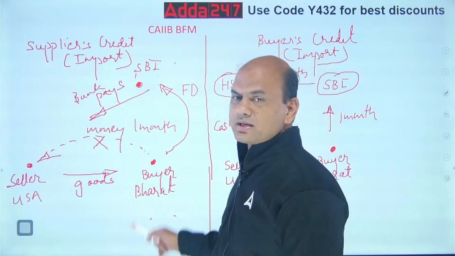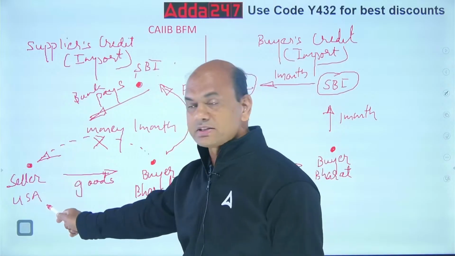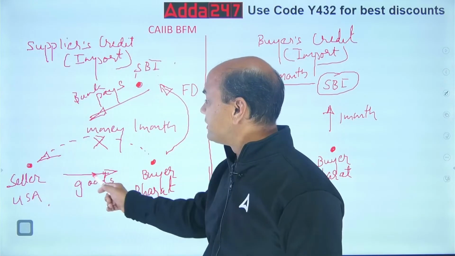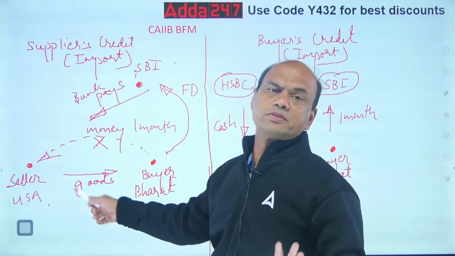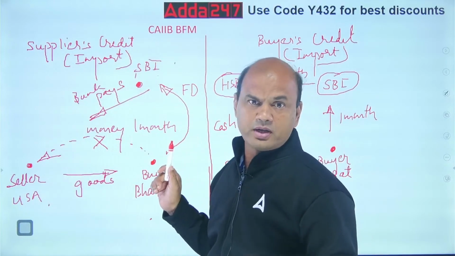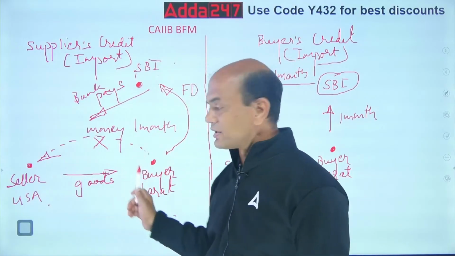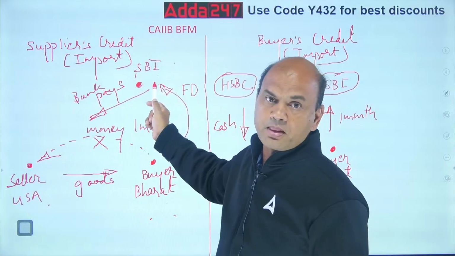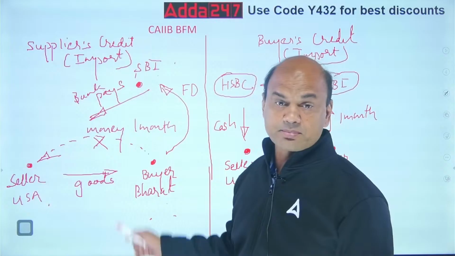In supplier's credit, the payment is received by the seller. See, the seller will receive the payment after this given period only. 3 months, suppose if it is guaranteed, then after 3 months he will receive the payment. Okay, that is the point. Payment will be received after 3 months, either from him or from him. But after 3 months, not immediately. Okay, that is supplier's credit.